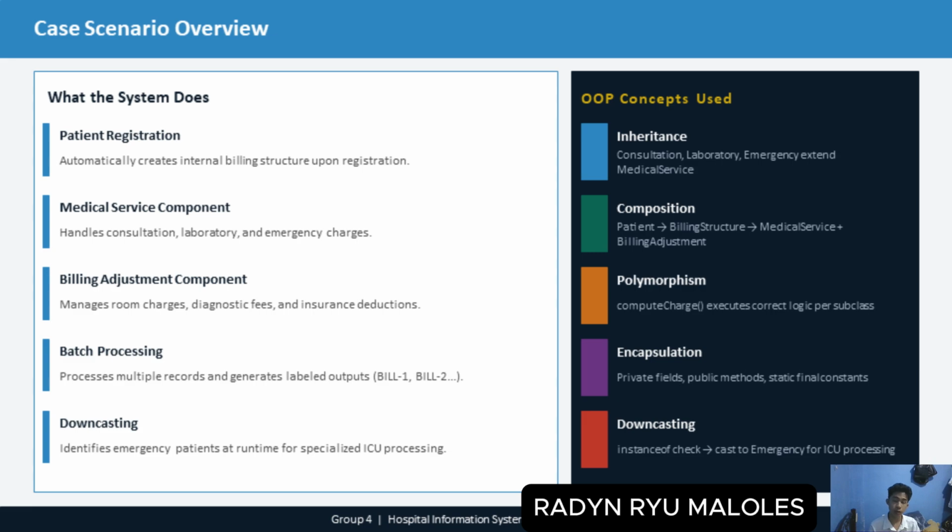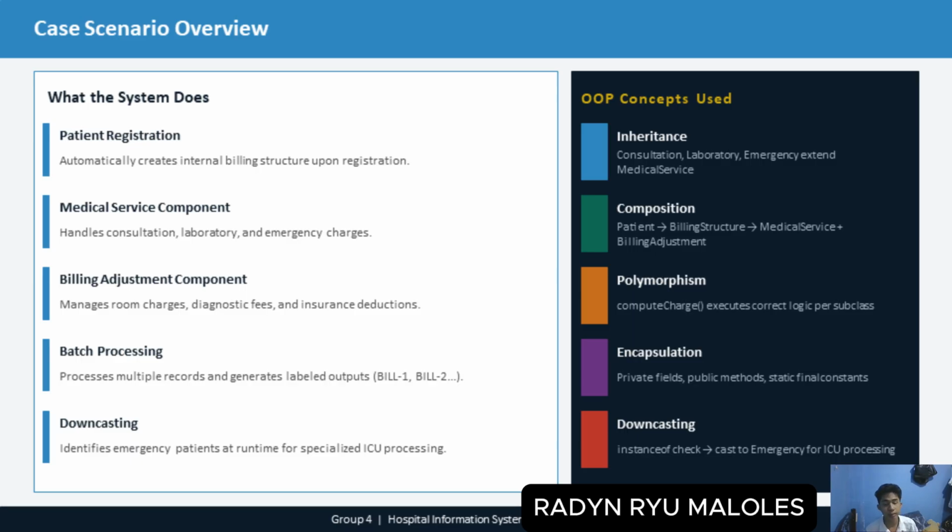To give you a clear picture of what our system does, let us look at the case scenario. We are developing a system to manage patient admissions, medical services, and billing through a single list. In our design, every patient is treated as a whole system unit that cannot exist without its billing structure. Once the patient is registered, the system automatically generates this structure, which is divided into two main parts. First is the medical service component that handles consultation, laboratory, and emergency charges. Then the billing adjustment component that manages room charges, diagnostic fees, and insurance deductions.